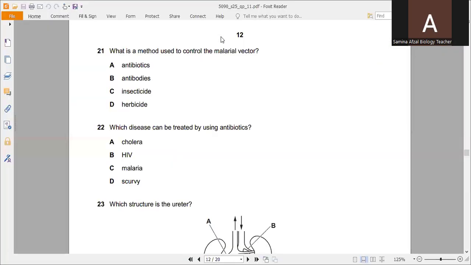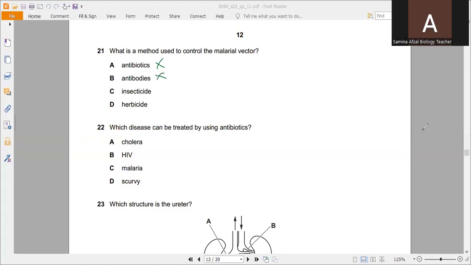Question number 21 is, what is a method used to control the malarial vector? They have given us four options. Antibiotics are used to kill the microorganisms, and the same is true with antibodies, which are used to kill the microorganisms inside the human body. So antibiotics and antibodies are not the correct option.